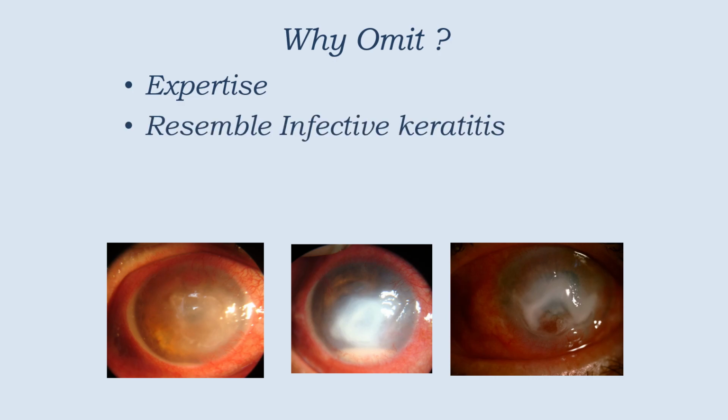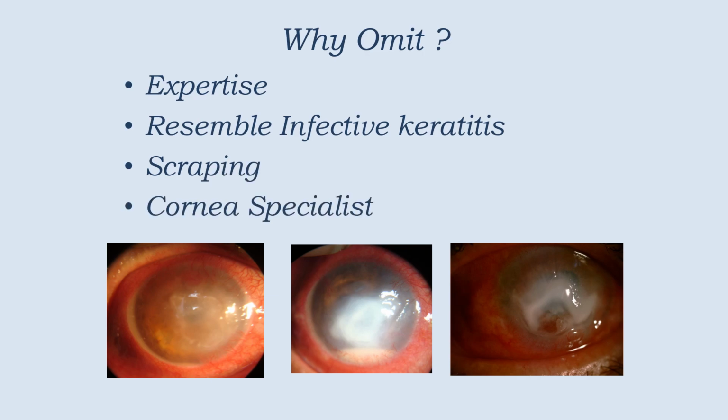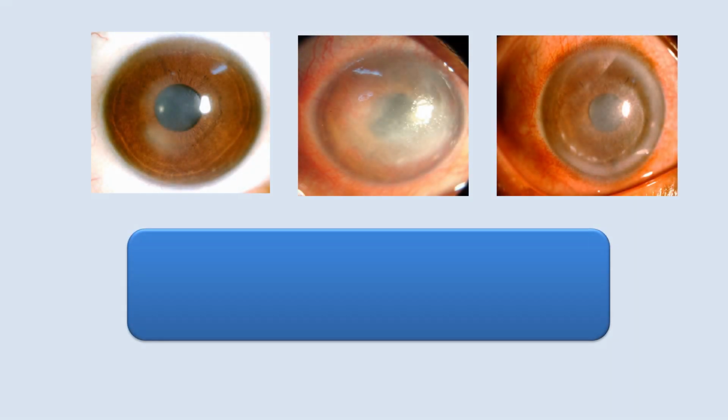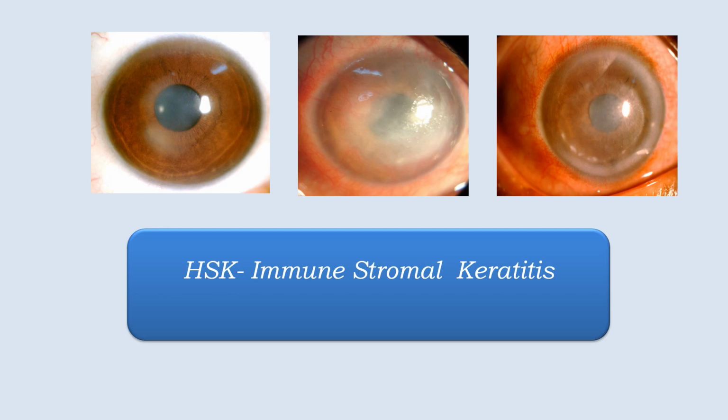We need to rule out infective keratitis. Scraping is required, and hence all these are better dealt by a cornea specialist. The cases which we will discuss today will have infiltrate with intact epithelium, which from now onwards we will refer to as immune stromal keratitis. This is a slow smoldering disease. So even if a general ophthalmologist is not sure and delays the diagnosis and treatment by few weeks, it's not going to cause much harm to the patient.